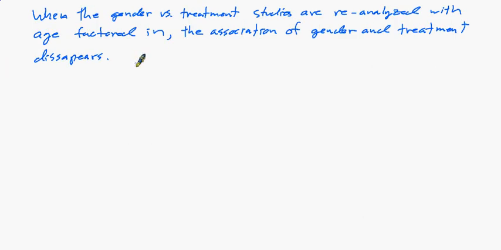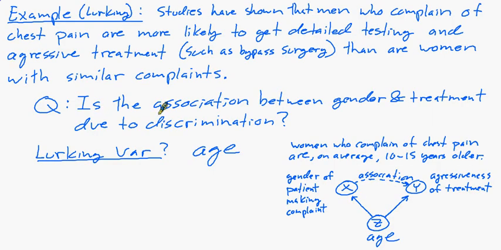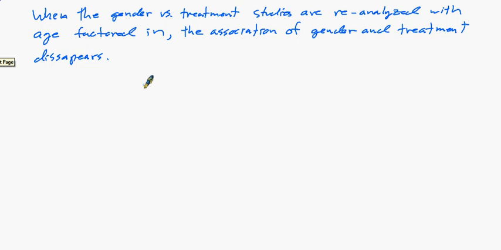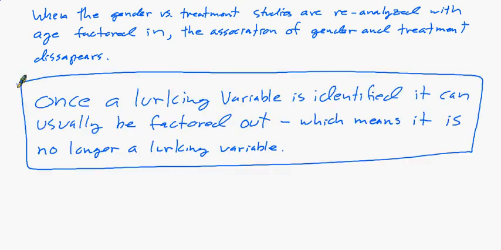And as a matter of fact, when the gender versus treatment studies are reanalyzed with age factored in, the association between gender and treatment disappears. So the original question is, if you recall, is the association between gender and treatment due to discrimination? Well, the answer turns out to be no, it's not. It's due to age. And this gives you a very important insight into lurking variables.